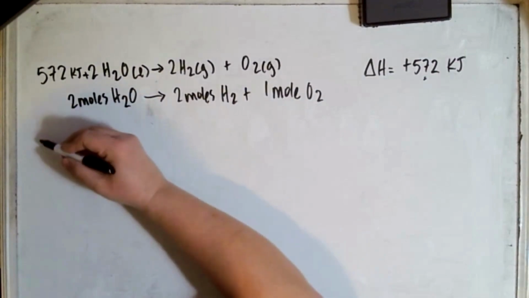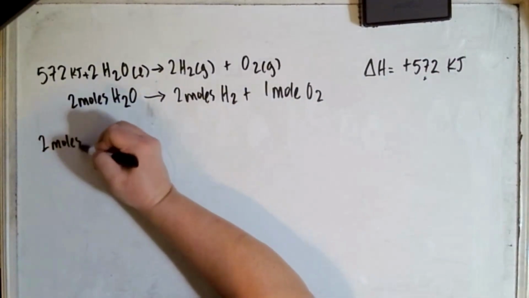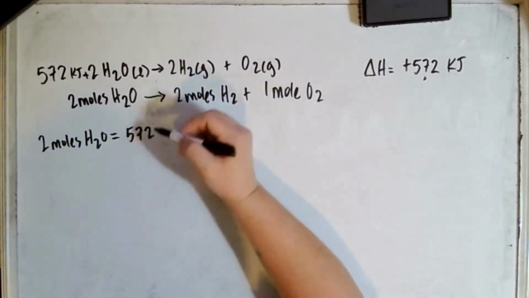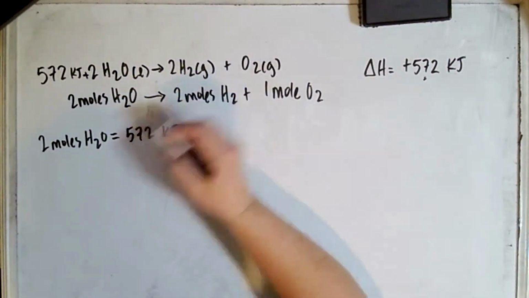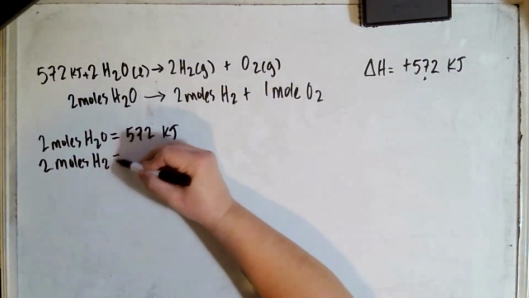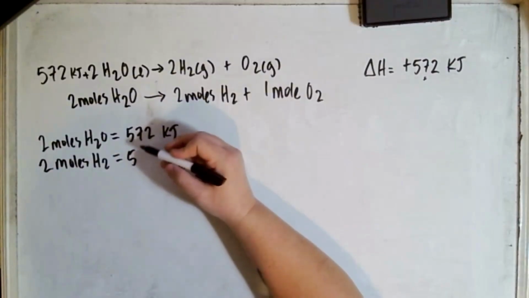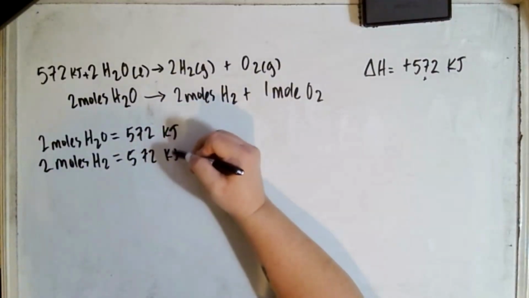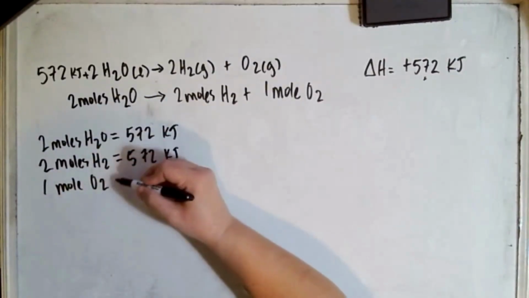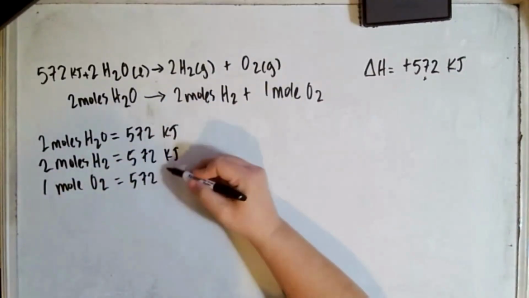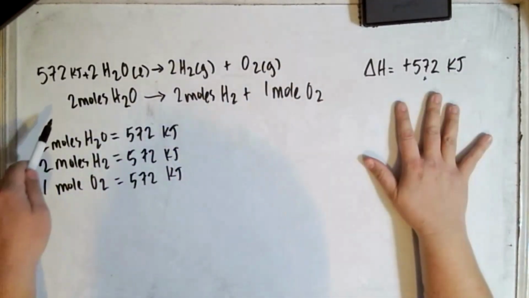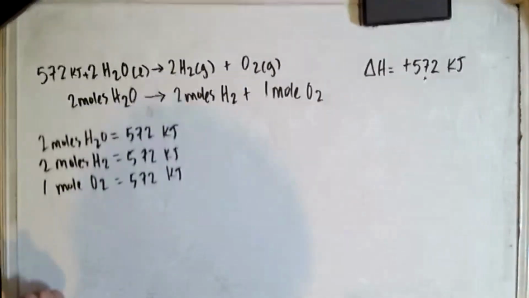So if we have 2 moles of H2O, that's going to equal 572 kilojoules of heat. If we have 2 moles of H2, that's going to equal 572 kilojoules of heat. If we have 1 mole of O2, that's going to equal 572 kilojoules of heat. So we can use our delta H value and we can add it to our equivalencies, our equalities that we've been making.